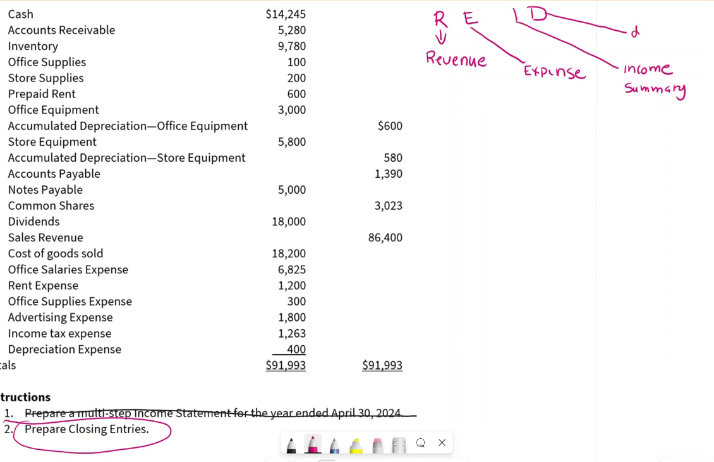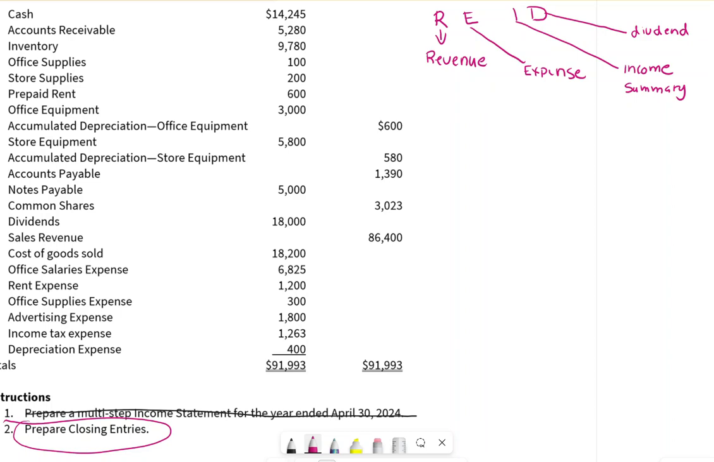D is your dividend. Only dividend declared is closed. So let's look at each one and see if we can close it. You could have more than one revenue account. You're going to look at your statement, and you're going to close everything that you have on your income statement. Anything that sits on your income statement, you are going to be closing it. Sometimes cost of goods sold is also an expense account.